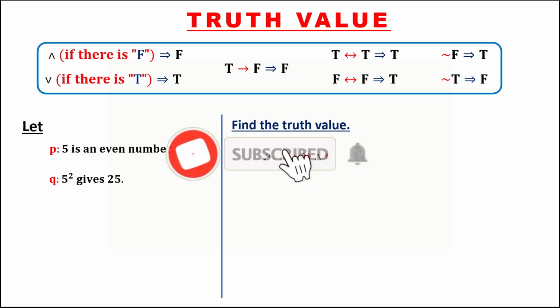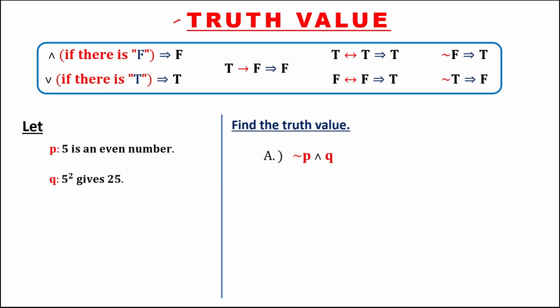So for this problem, to find the truth value of a compound statement, first we're going to use this as our guide to find the truth value for every connective. For this conjunction, if there is a false, then the truth value is false. For this disjunction, if there is a true, then the truth value is true. Then for this implication, only true implies false is false, then the rest are true.